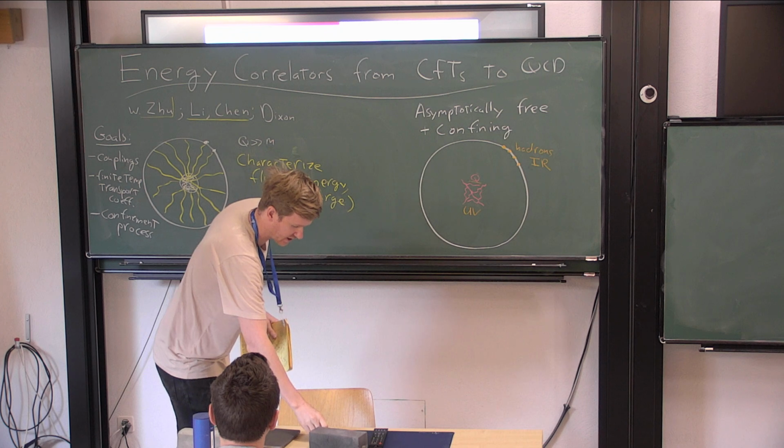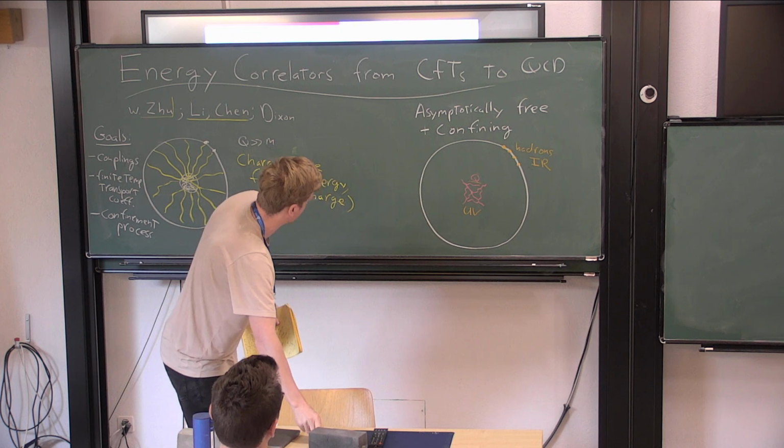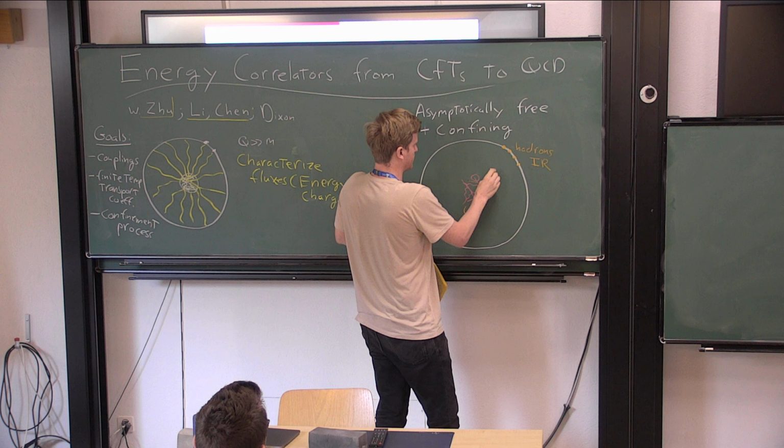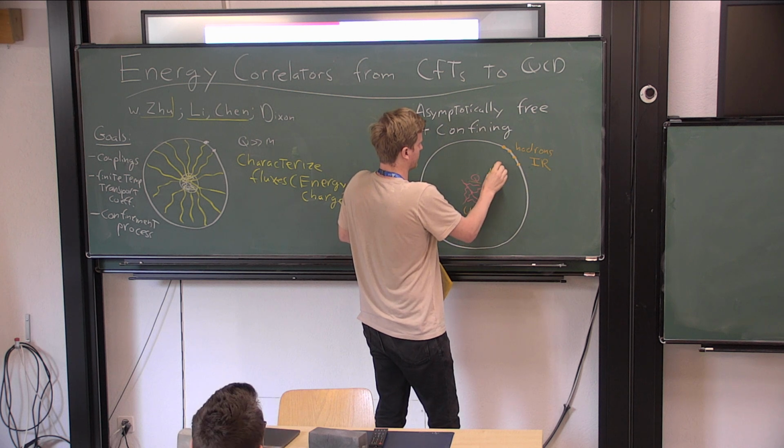In particular, it involves intermediate regimes where you have some kind of RG flows where you produce many, many quarks and gluons.